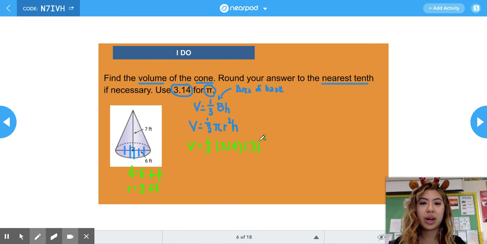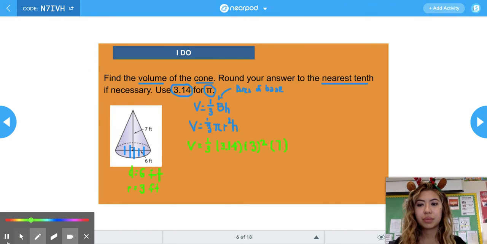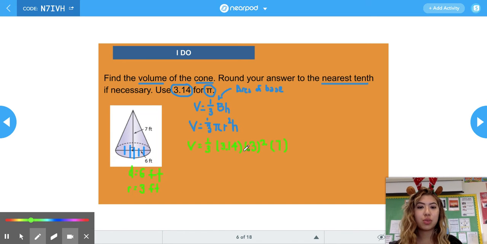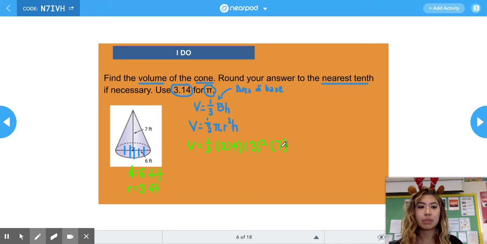Or 3 squared. And lastly, we're multiplying that by our height, which is 7. So the one key thing to remember is that when we multiply, we're not multiplying 1/3 times 3.14 times 3 times 7. We're multiplying 1/3 times 3.14 times 3 times 3 times 7 because our radius is squared.